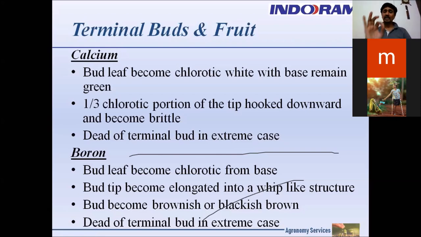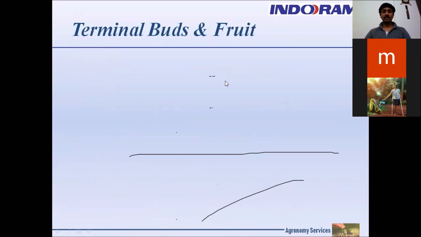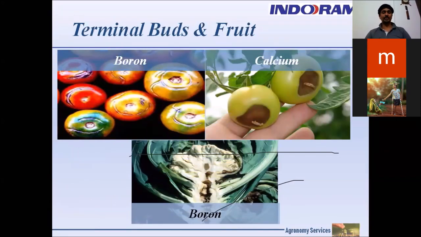So this is in the bud. Now I'm going to show you the pictures of deficiency symptoms of calcium and boron on the fruit. I think you guys have seen this kind of deficiency symptom on tomato crop many times. This is because of calcium, and this type of symptom on tomato is because of boron, and in cauliflower this type of symptom is because of boron.